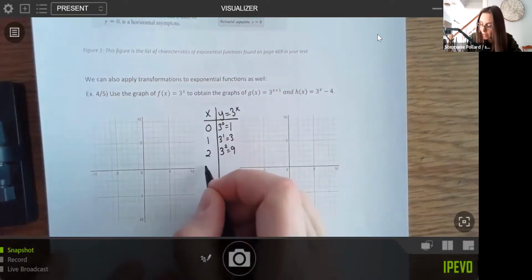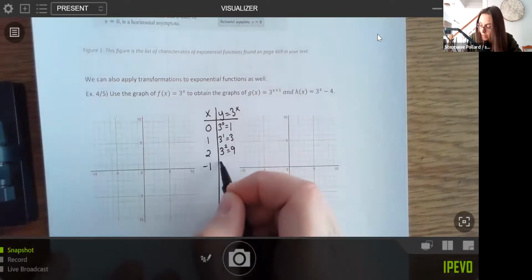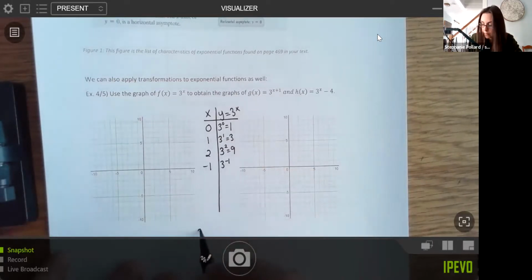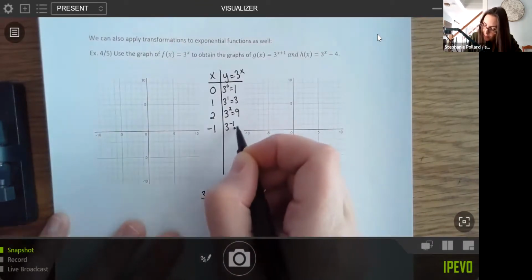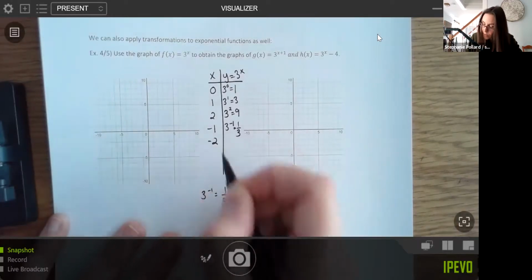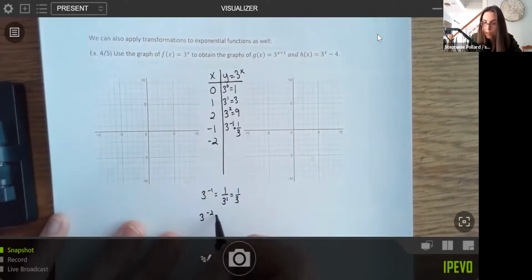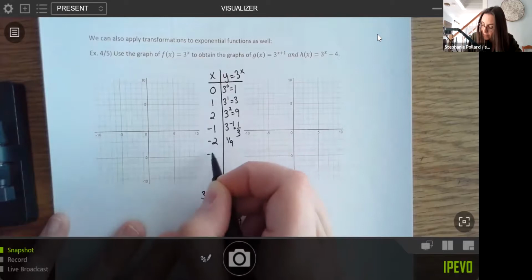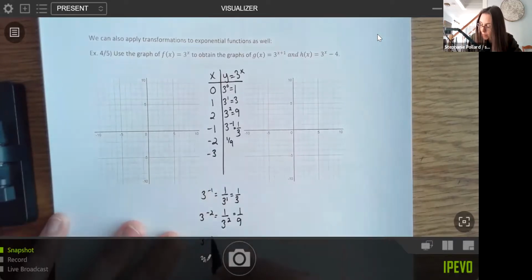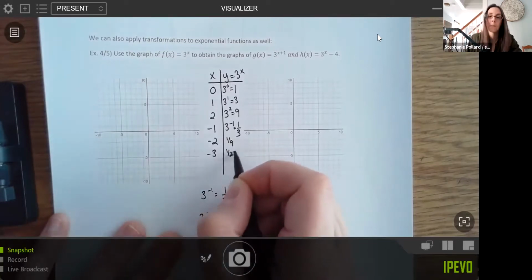And then I'm going to plug in negative 1. So 3 to the negative 1 means 1 over 3 to the first power. So you're looking at 1/3. When I plug in negative 2, 3 to the negative 2 means 1 over 3 to the second power, which is 1/9. When I plug in negative 3, I get 3 to the negative third power, which is 1 over 3 to the third power, so 1/27. So you're getting really small here.